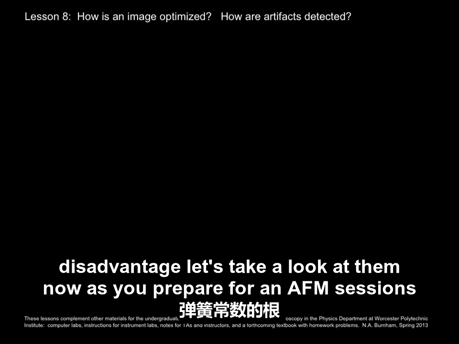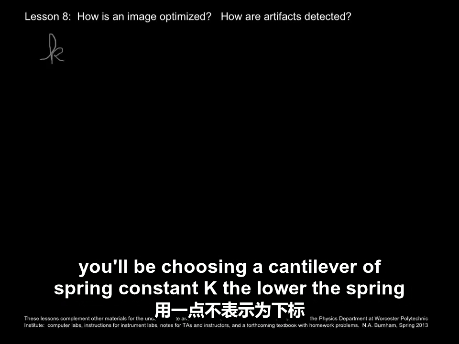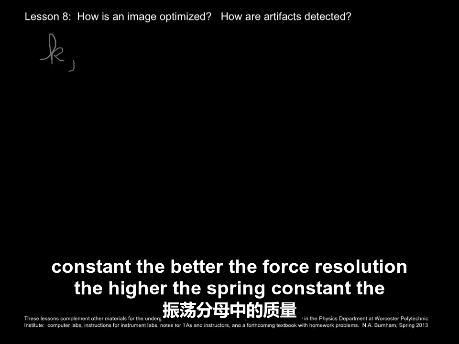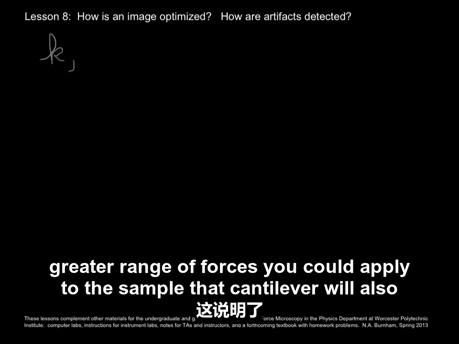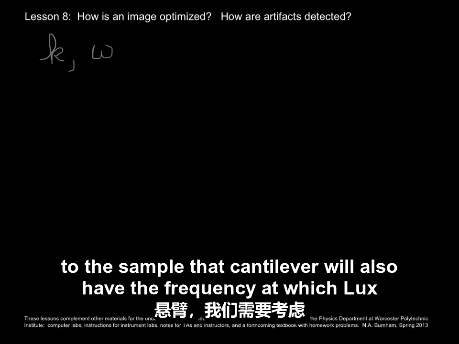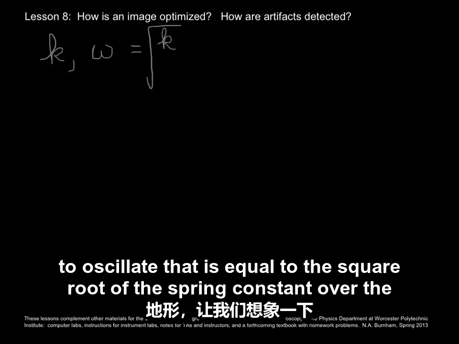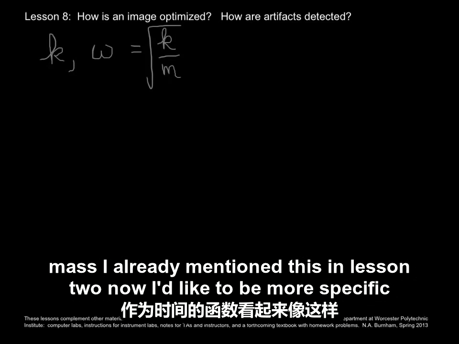As you prepare for an AFM session, you'll be choosing a cantilever of spring constant k. The lower the spring constant, the better the force resolution. The higher the spring constant, the greater range of forces you could apply to the sample. That cantilever will also have a frequency at which it likes to oscillate that is equal to the square root of the spring constant over the mass. I already mentioned this in lesson 2. Now I'd like to be more specific.